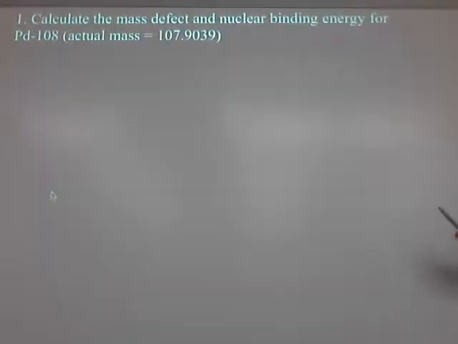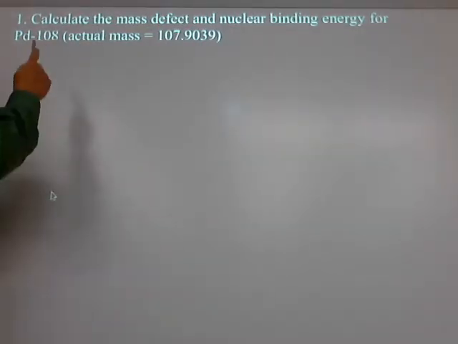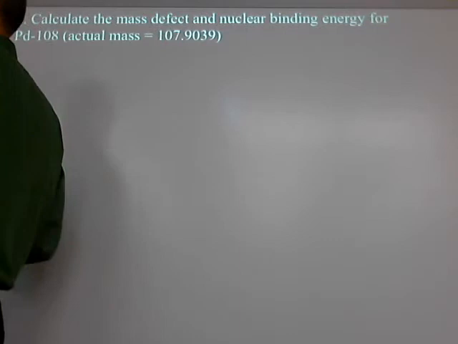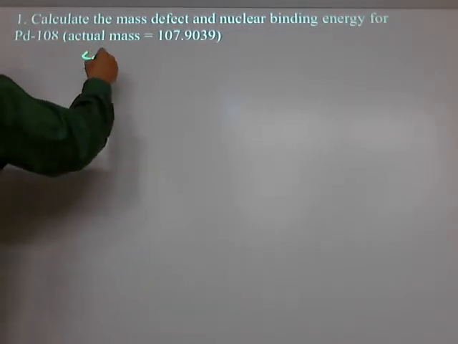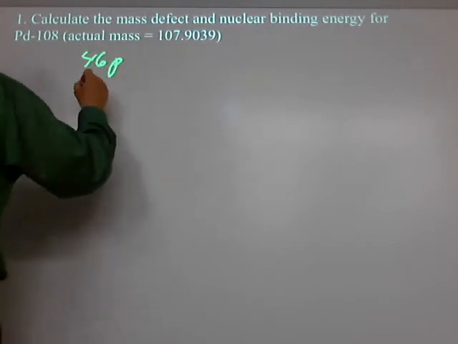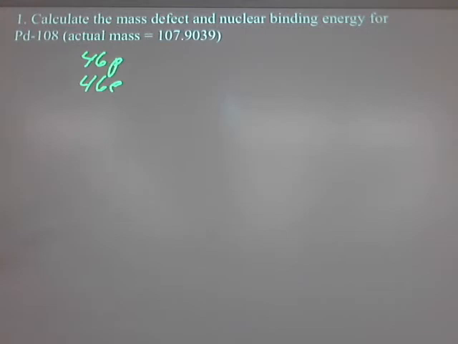That's c, the speed of light, 3 times 10 to the 8th, and most importantly, the mass of the proton, neutron, and electron. You're told it's Pd-108. Now, I look up Pd, that's palladium with 46 electrons, right? So it has 46 protons. 46 protons. It also has 46 electrons. How many neutrons would it have to have?